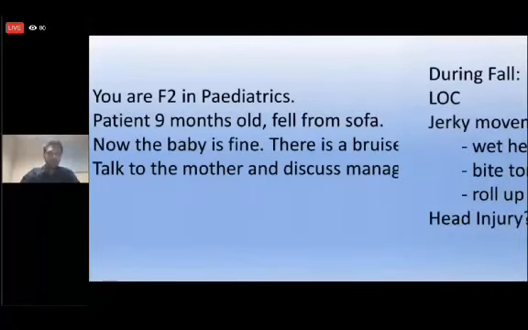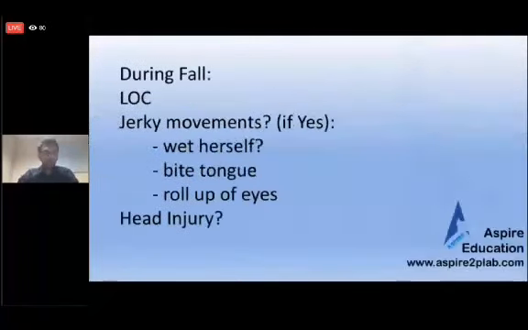The next one. During the fall, what are the questions to ask? Any loss of consciousness? Any jerky movements? If yes, then you have to elaborate. If no, then you don't have to elaborate. If yes, it becomes fits. So what do you ask? Any tongue biting? Any rolling up of eyes? Any wetting herself, fecal or urinary incontinence during the incident? And any injury that might have happened during the incident.